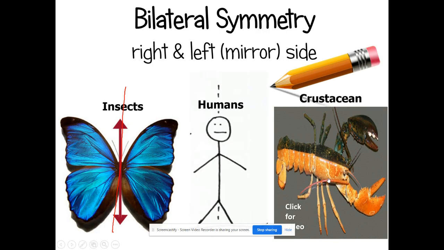Bilateral is when the body can be divided into two, like a book, and each side would have the same parts. So two antennae, two matching wings. A human has two arms, two legs, two eyes. The mouth is the same on both sides, two ears, etc. If you folded it in half, they're going to match, left and right, mirror images.